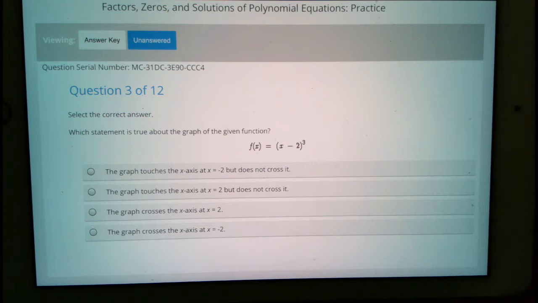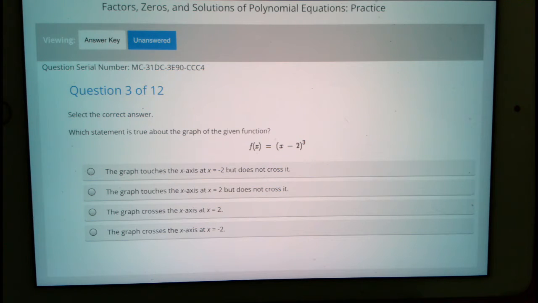in my order might not be the same as your choices on your screen. So we've got two choices here. We've got the graph crosses the x-axis at x equals 2, which I do believe is the answer, or the graph crosses the x-axis at x equals negative 2.